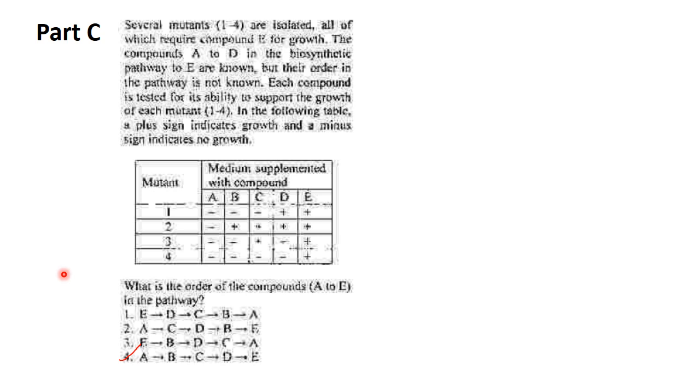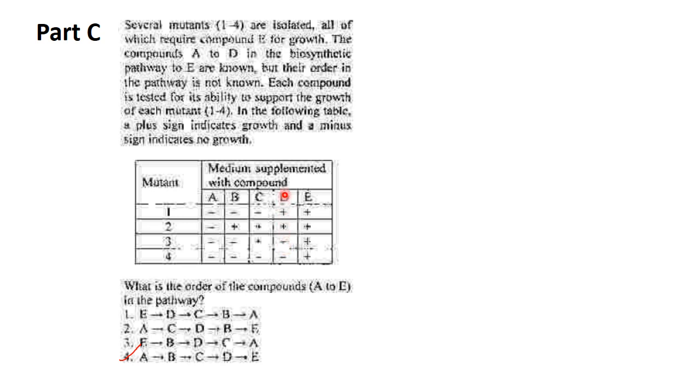So all plus, that is over here, plus for E. All plus means that is the end product, and E is required for their growth. So the substrate for this E will be the one that is lesser than E. So that will be D.